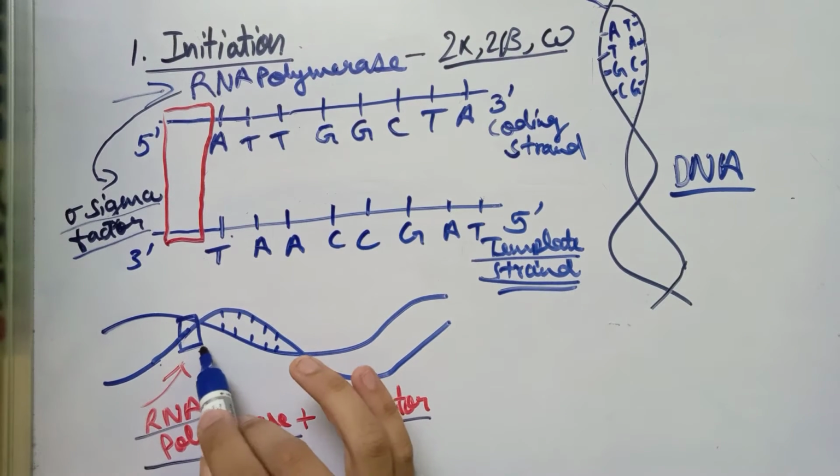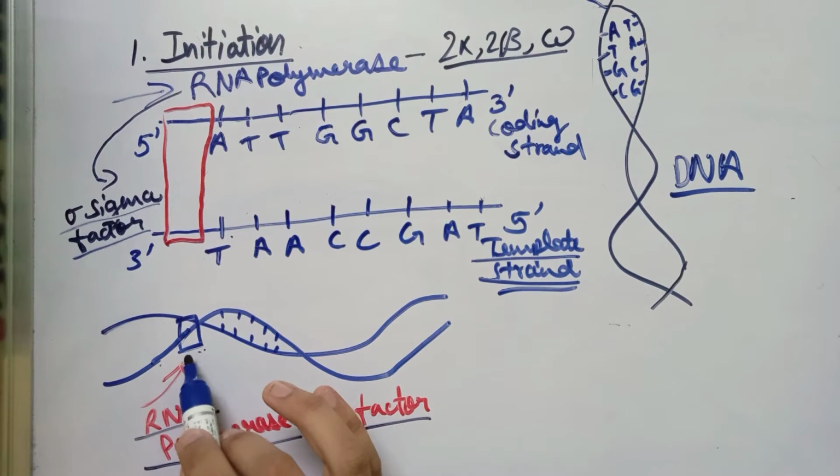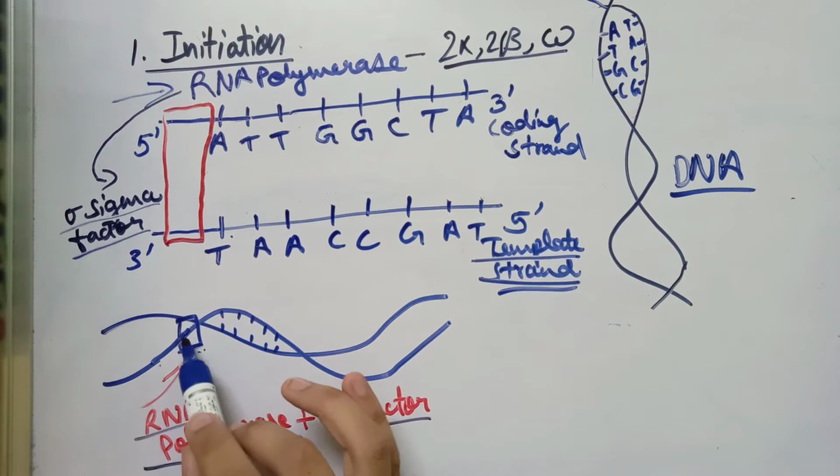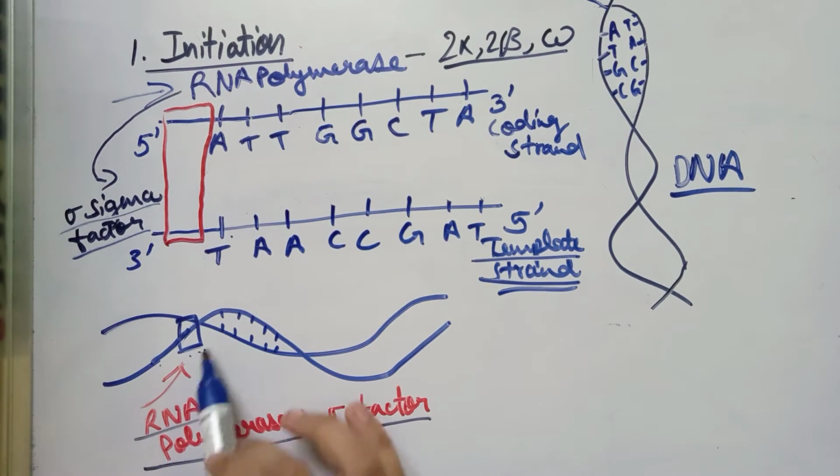This portion is the promoter, and this can be shown here like this: RNA polymerase comes here with the sigma factor, and with the help of the sigma factor it identifies this promoter and starts the process of transcription, which is known as the first step or the initiation step.